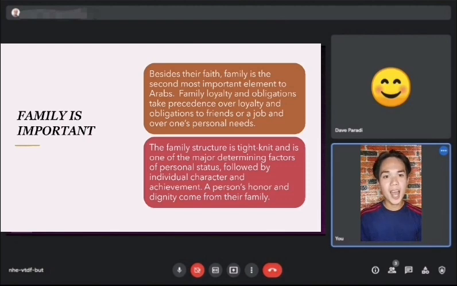Children are considered jewels, and men and women, as well as male and female children, have different and distinct roles. Therefore, the family structure is tight-knit and is one of the major determining factors of personal status, followed by individual character and achievement. So a person's honor and dignity come from their family.